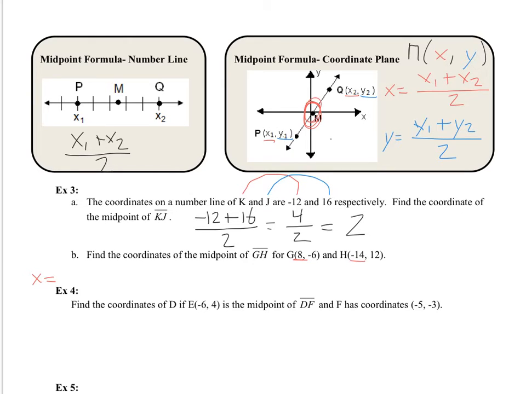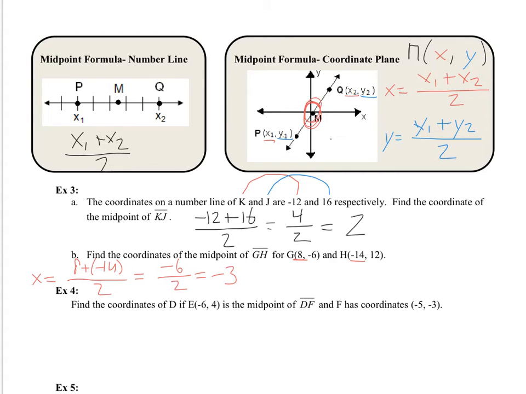Okay, so we're going to follow as such. We are going to do our 8 plus negative 14 all divided by 2. So we're adding our x's and dividing by 2. So 8 plus negative 14 is negative 6. Divide that by 2 and we get an answer of negative 3 for x.